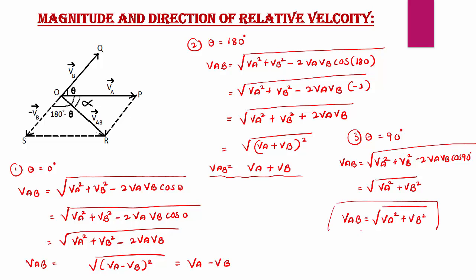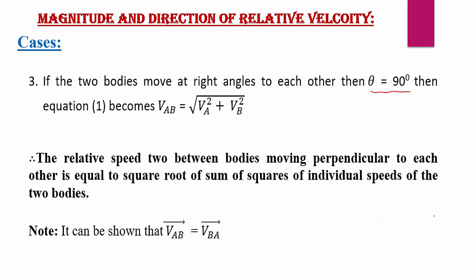So this is for theta equals 90 degrees. Observe here the third condition. VAB equals square root of VA square plus VB square. What it indicates? The relative speed between two bodies moving perpendicular to each other is equal to the square root of the sum of squares of the individual speeds of the two bodies. Is it clear? So these are the three cases related to magnitude and direction of relative velocity. So this is all about relative velocity. Again we can study some applications of relative velocity in the next session.